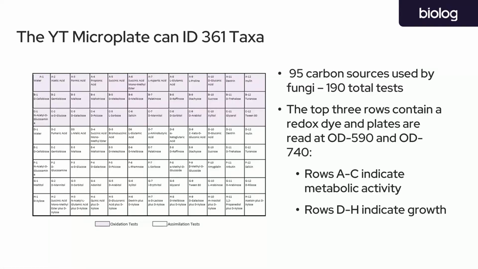All right, so now that we've talked about the bacteria for a little bit, now we can get into my personal favorite, the fungi. The first one is going to be our yeast identification plate, or YT microplate. This is able to identify roughly 360 taxa at the moment, and is divided up into two different sections of tests. The top 3 rows of the plate contain the redox dye that we use and will indicate the respiration activity in those wells, whereas the bottom rows of the plate here in white are going to be reading biomass accumulation instead of metabolic activity.